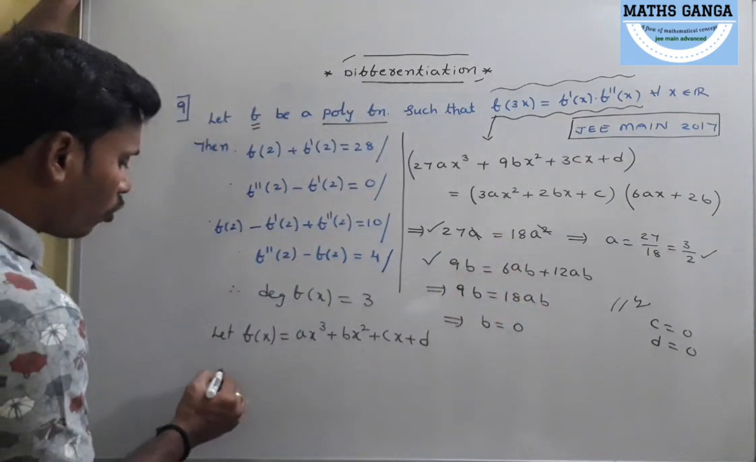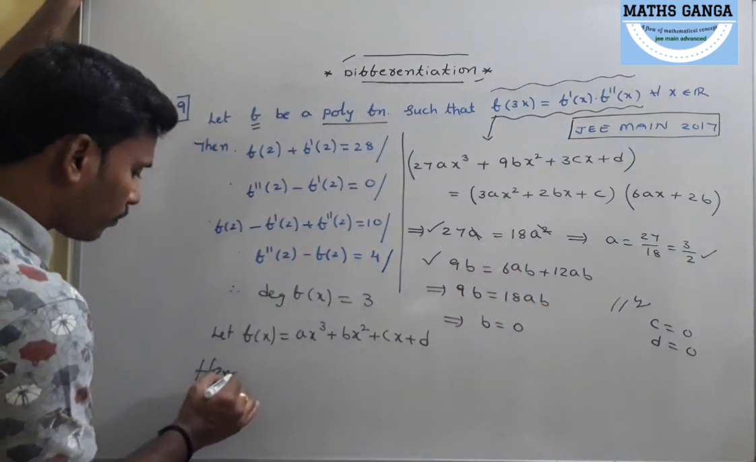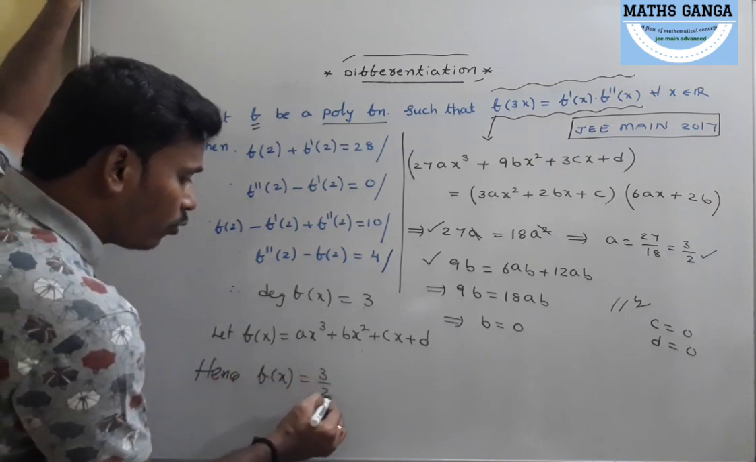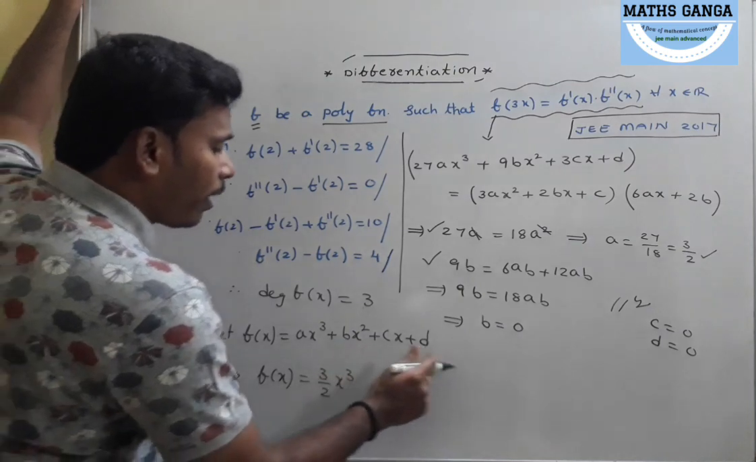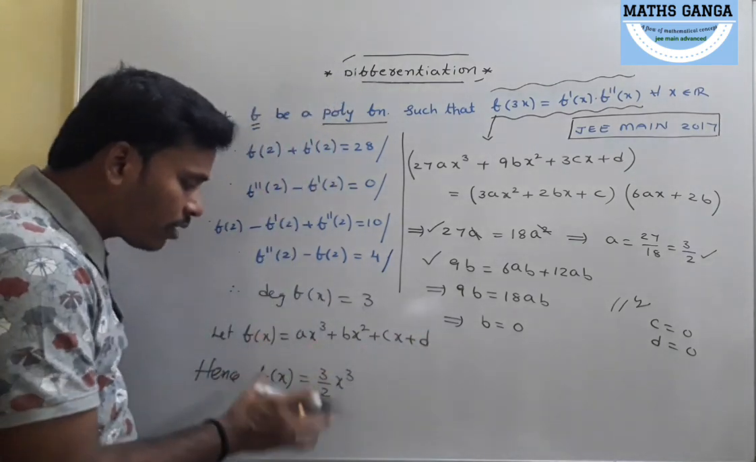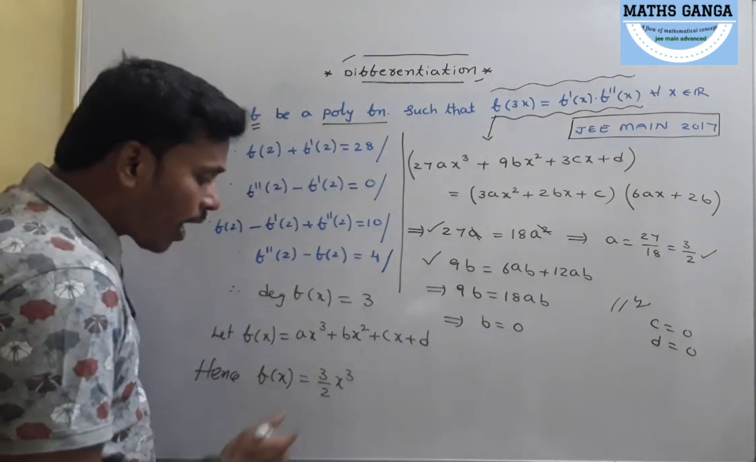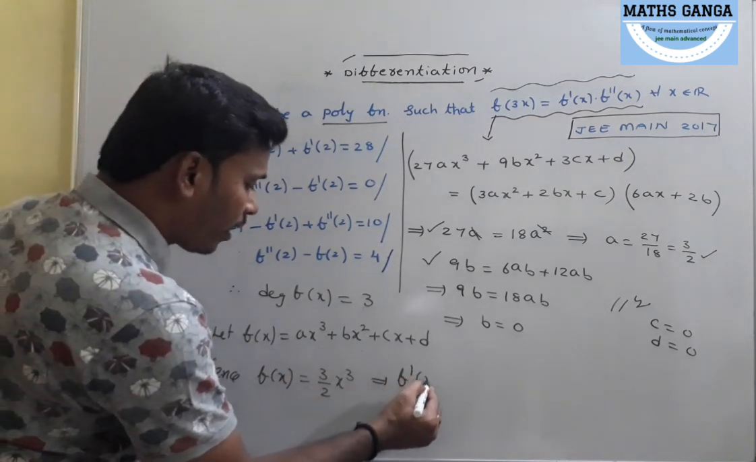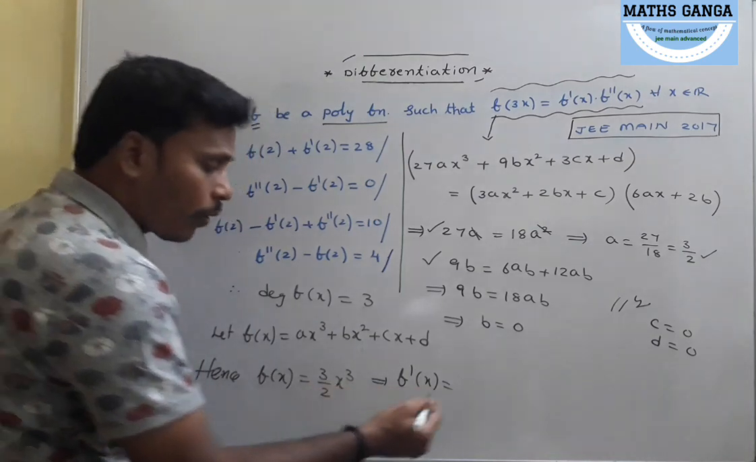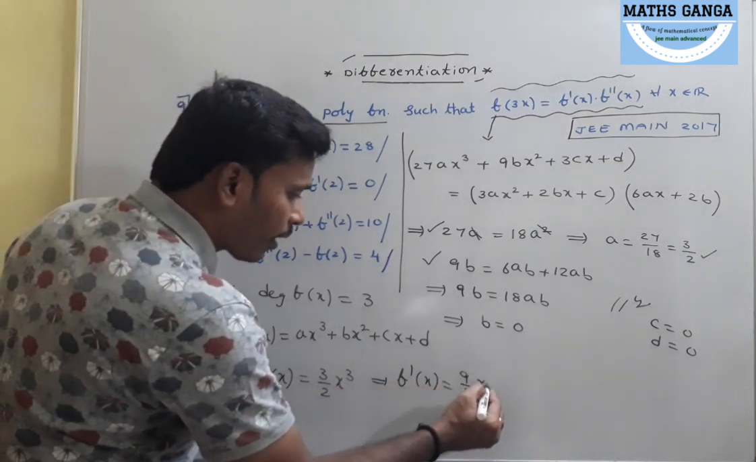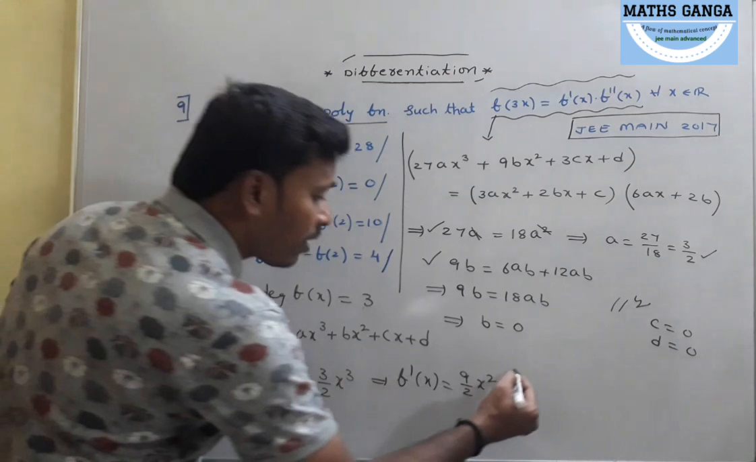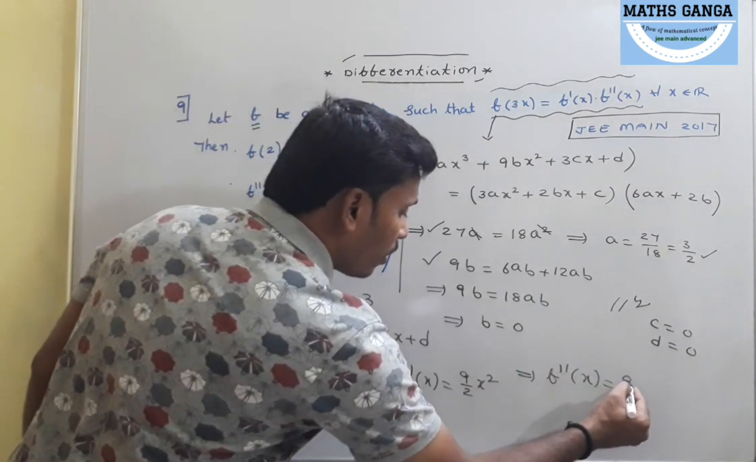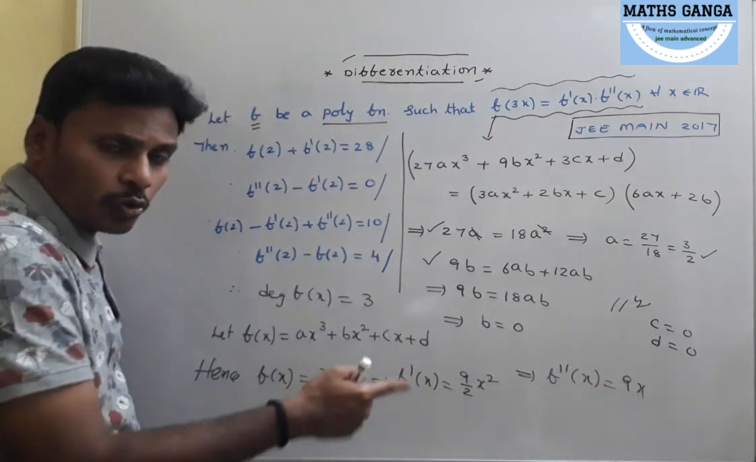So finally we conclude, hence, f of x is equal to a, in the sense 3 by 2 x cube, and all the remaining 3 terms are zeros. So f of x is just 3 by 2 x cube. If you have f of x as 3 by 2 x cube, then what do you say? F dash of x is equal to 3x square, that means 9 by 2 x square. F dash of x is 9 by 2 x square. From there, f double dash of x is 9x, 2x, and then 2 gets cancelled.